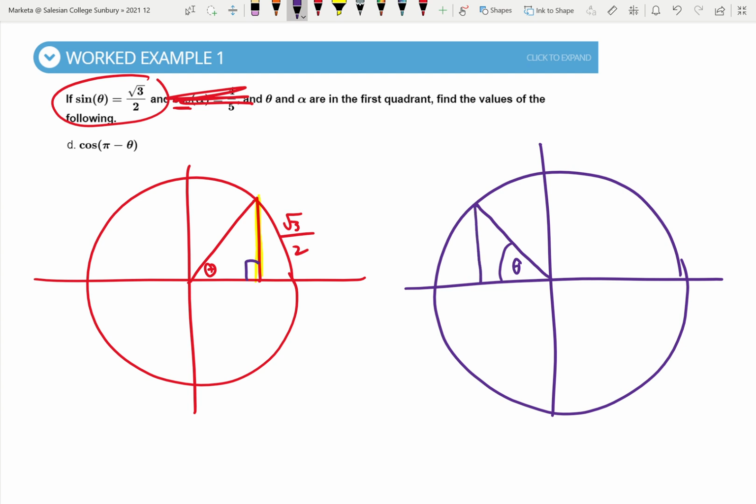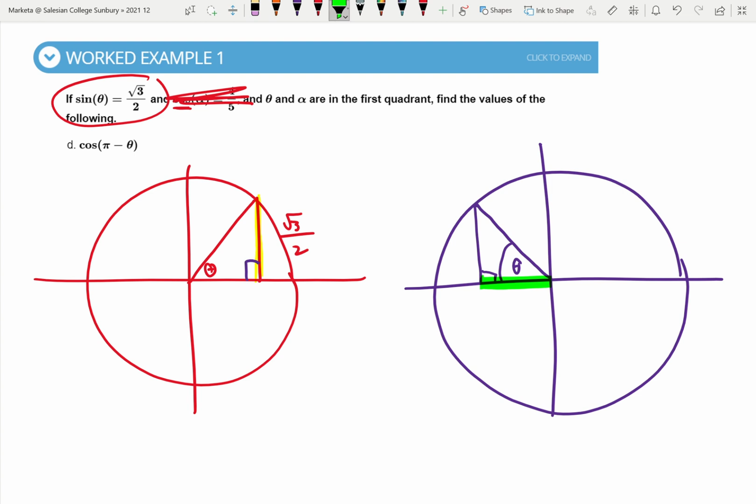And I'm going to make the triangle again. The triangle is part of the butterfly. So don't get confused with how to draw your triangles. It always forms part of the butterfly wings. Now we're trying to find the cos of pi minus theta, so we're trying to find the horizontal length there, the base length of that right angled triangle.